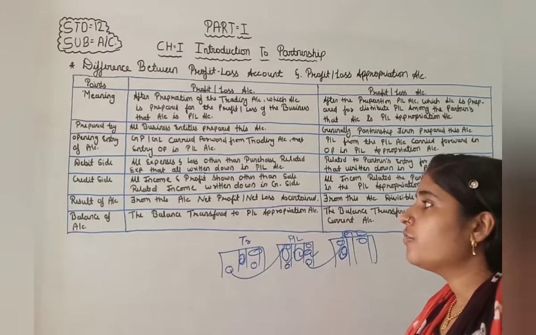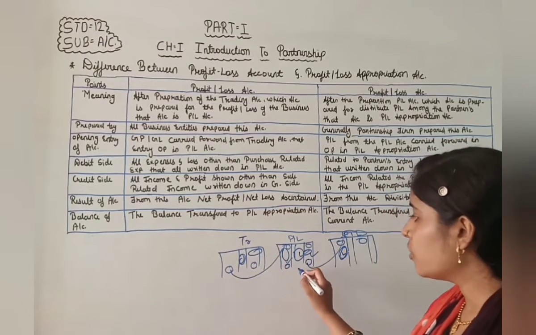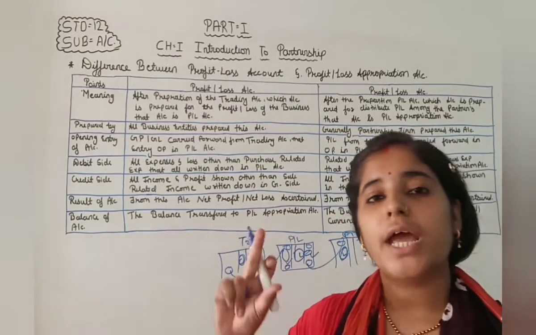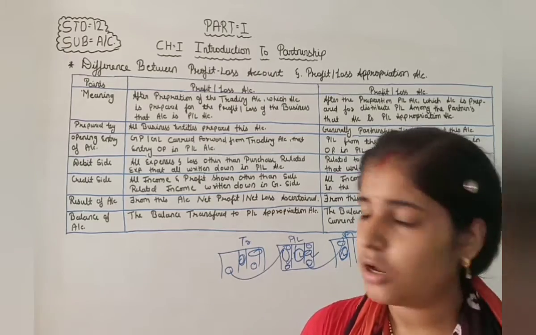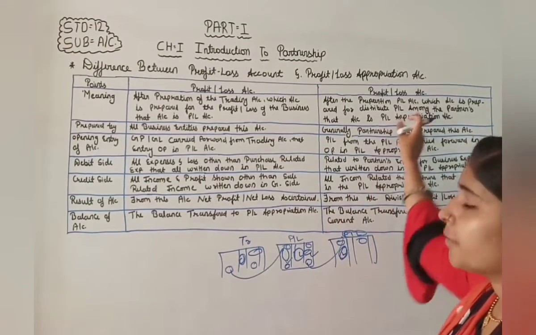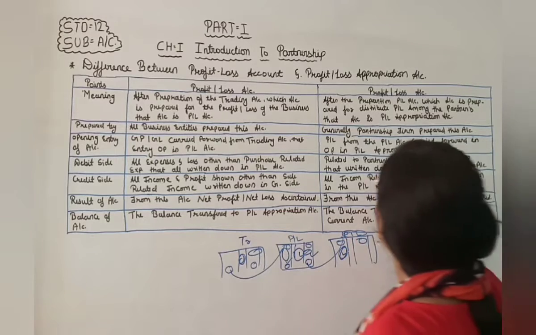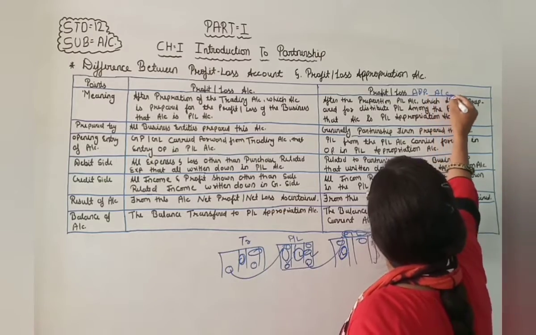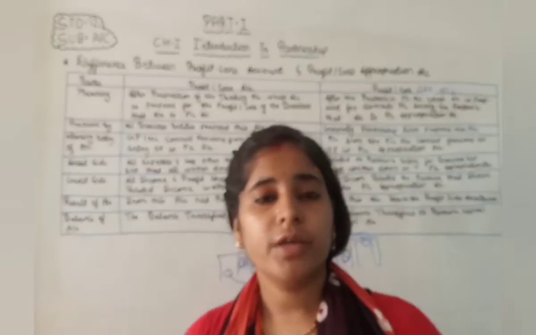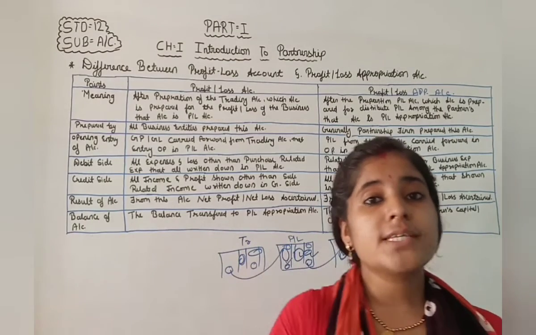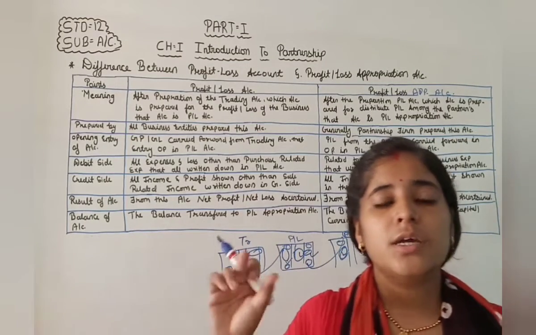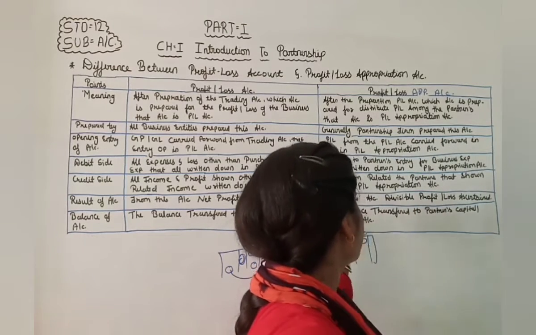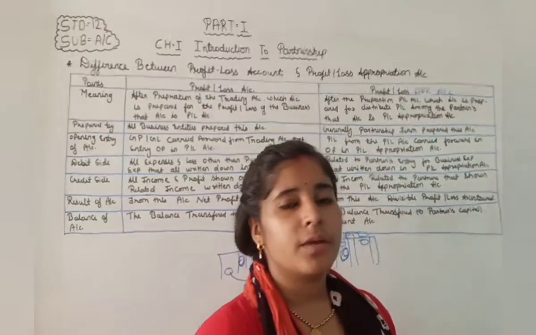Now the result of the account: when we close the profit and loss account, we find the result of net profit or net loss of the business. Here in the profit and loss appropriation account, we find the result of divisible profit or divisible loss among the partners, for the partners' distribution.